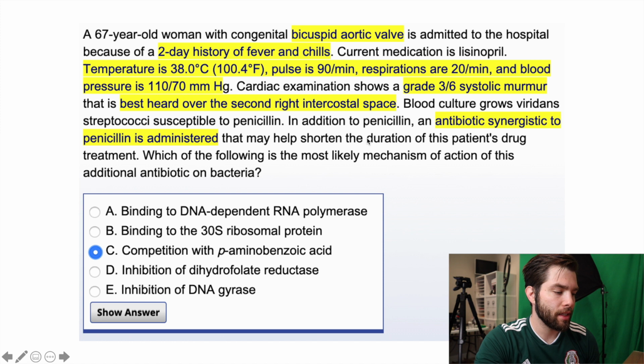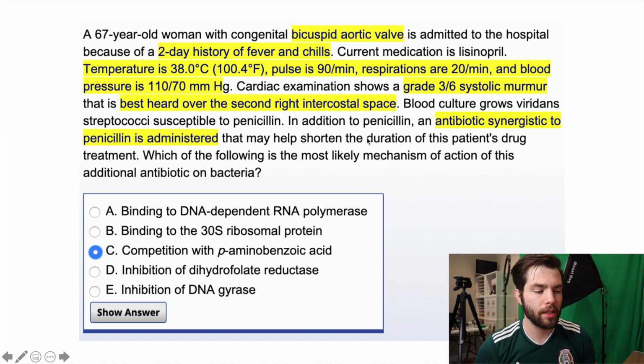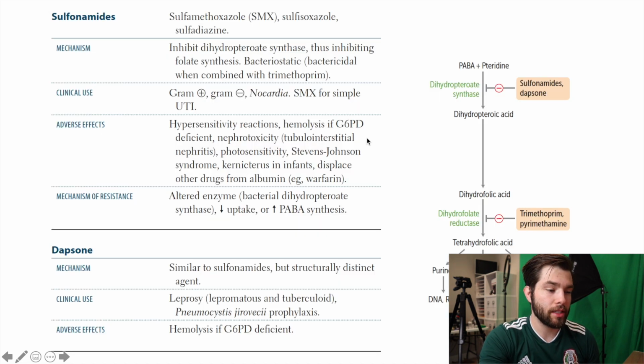All right. And then competition with P-aminobenzoic acid. Let's say you didn't even know what P-aminobenzoic acid was. I would write it down. It's PABA. I don't know how they say it in Sketchy, but it's the mechanism of action of Bactrim. And that's actually also in First Aid. It's something that you could look up and make a flashcard of if you didn't know that.